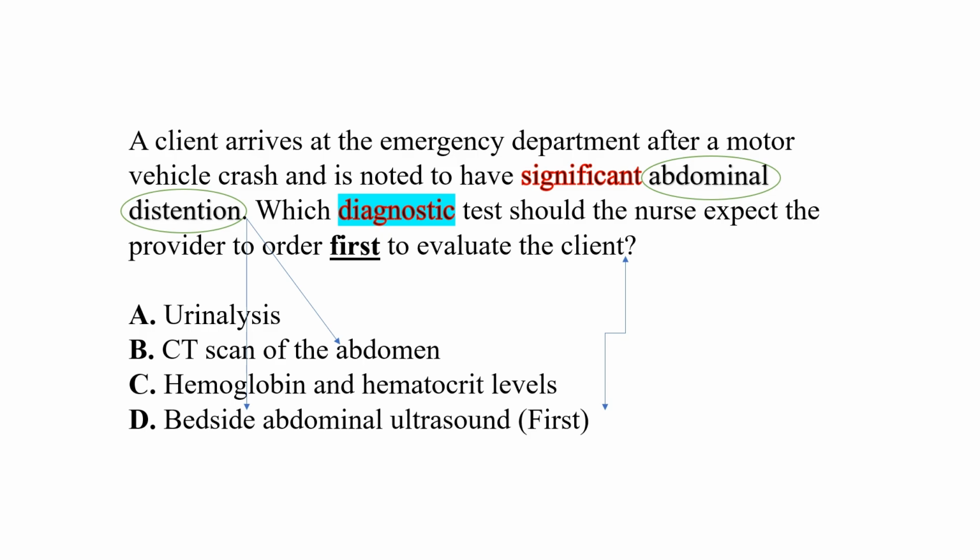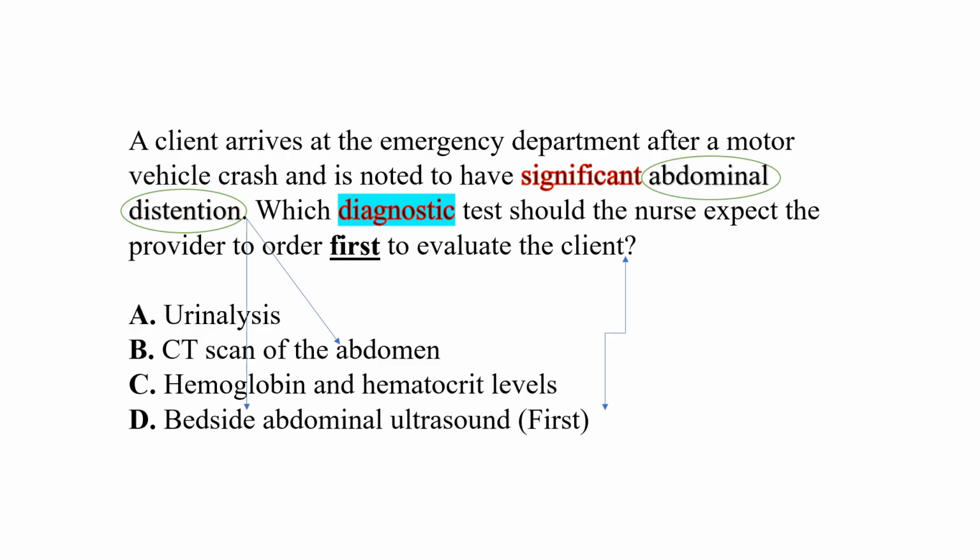Answer choice C, dealing with the hemoglobin and hematocrit. This is a very crucial blood test because it helps measure blood loss. However, even if the patient was hemorrhaging, this lab result would not tell me where the hemorrhaging is taking place.